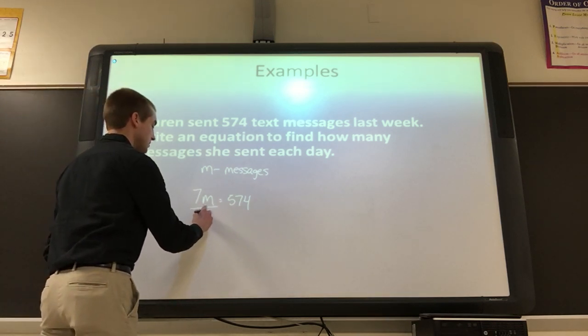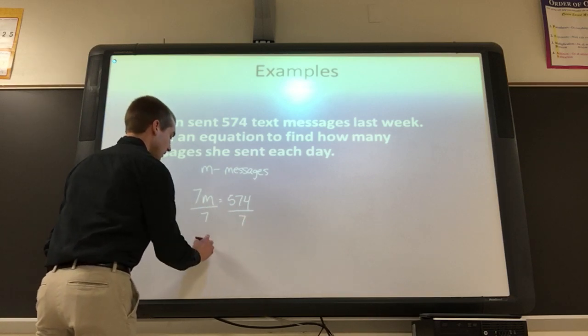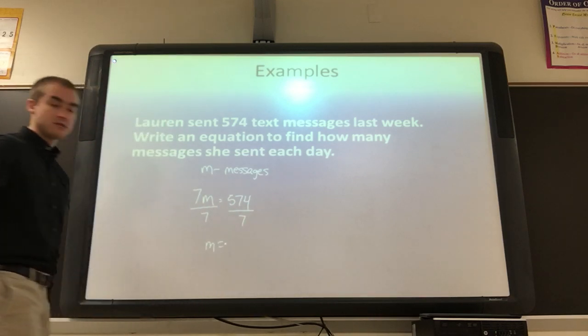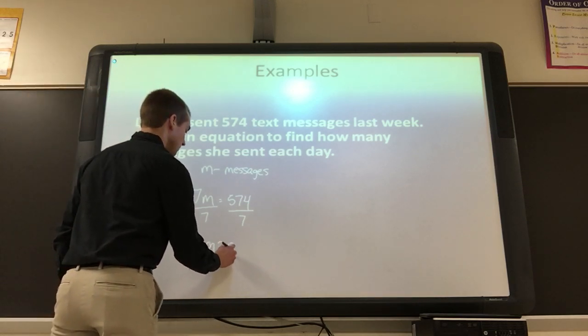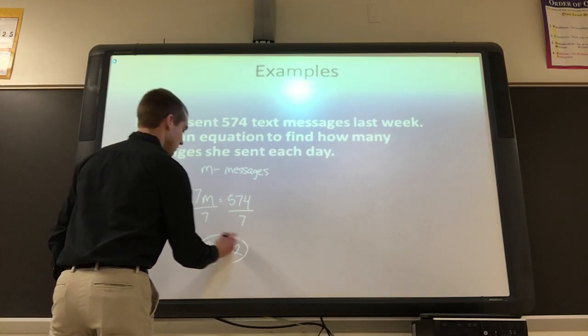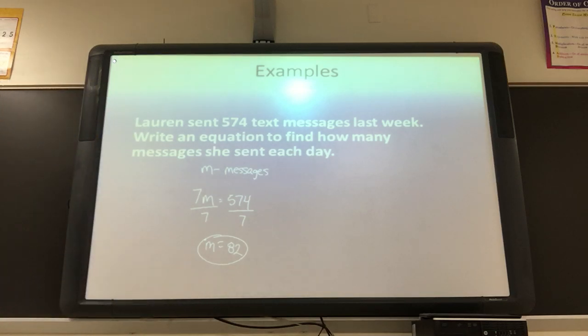Okay? And we'll go ahead and solve this one as well. So divide both sides by 7. And we would do 574 divided by 7, which gives us 82. So m would equal 82.